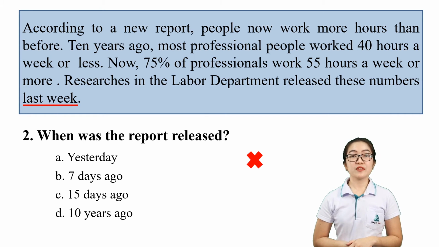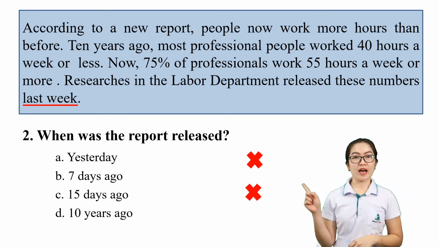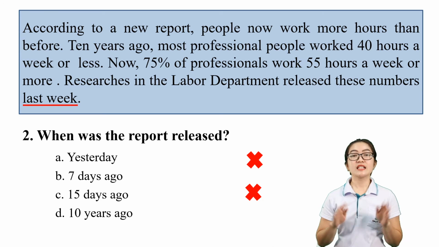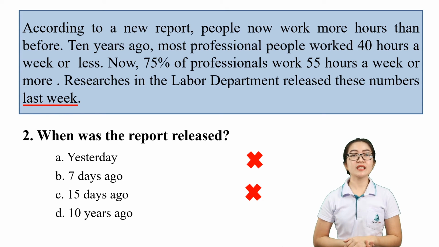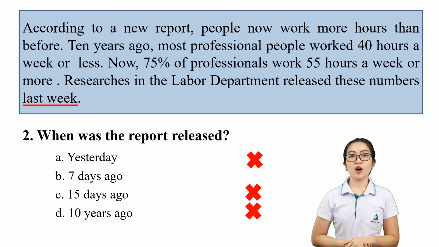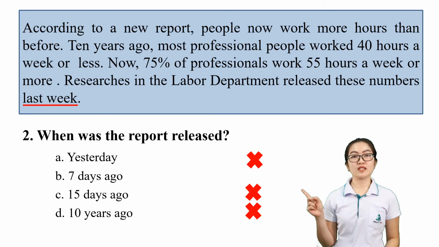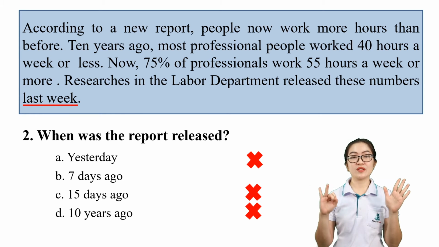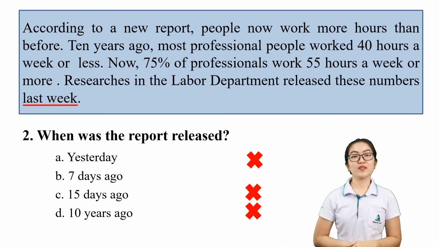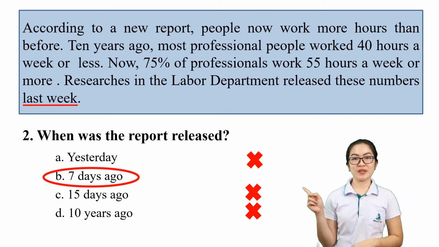If it was 15 days ago, then it is more than a week. Letter C is also out. And 10 years ago is completely out because it is the longest choice given. Among the choices, only 7 days ago is the logical answer since a week is composed of 7 days. Therefore, the answer is letter B.